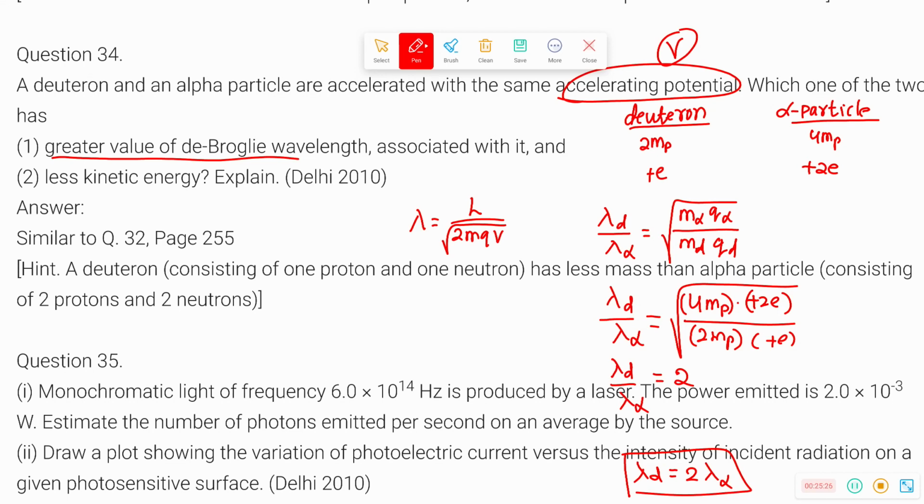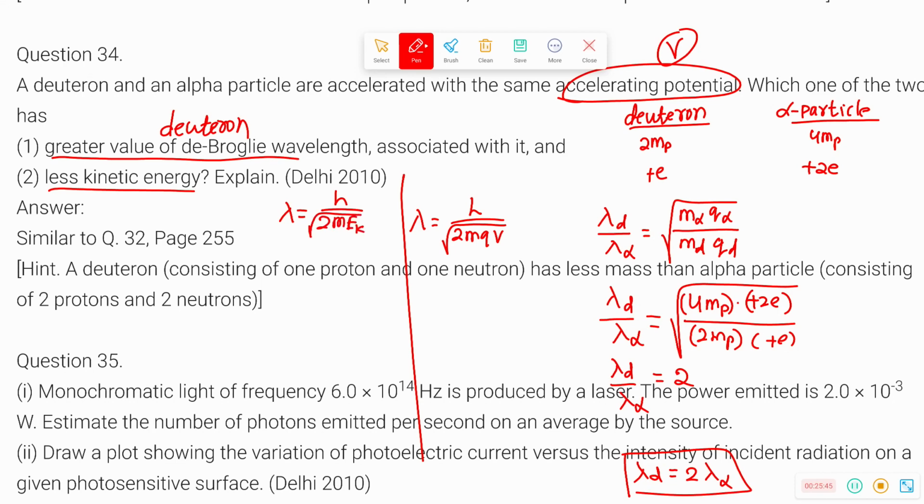After this, they are asking what? Greater wavelength: deuteron. So you write here that deuteron has greater wavelength. Next, less kinetic energy. For less kinetic energy, again you go to this formula: lambda equals h by root 2m Ek.